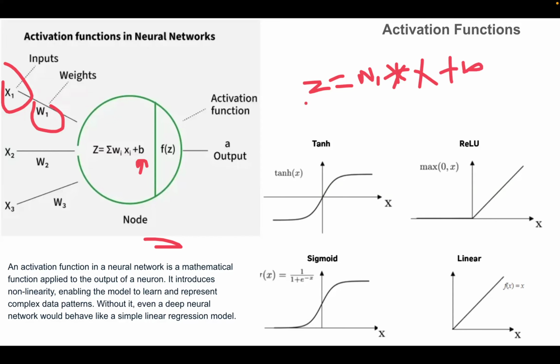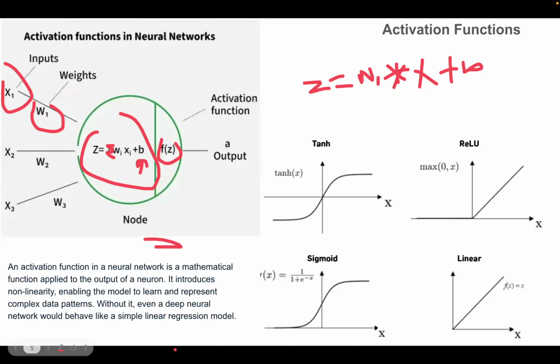So what does that mean? When you see this symbol right here, it means summation. So it means we sum everything together. It's the summation of Wi times Xi and then plus the bias. Once we get this, we run it through an activation function. That's a function of Z, which is this result, and then from there we get our output. That's what an activation function does.